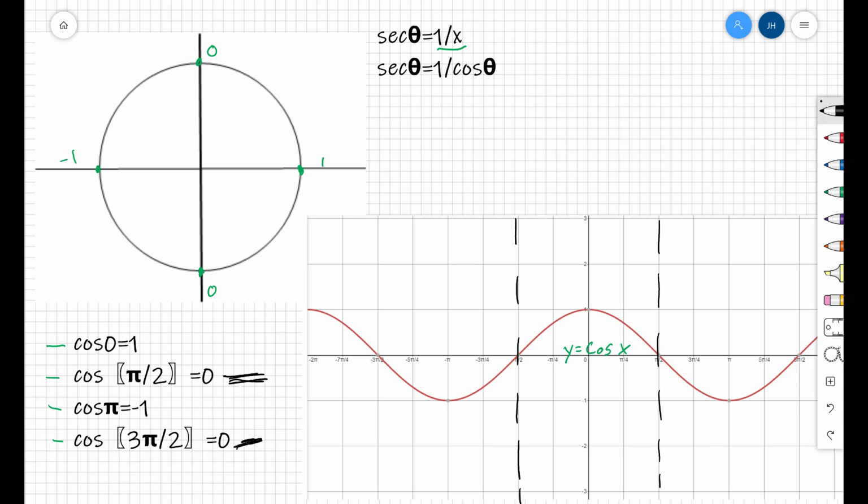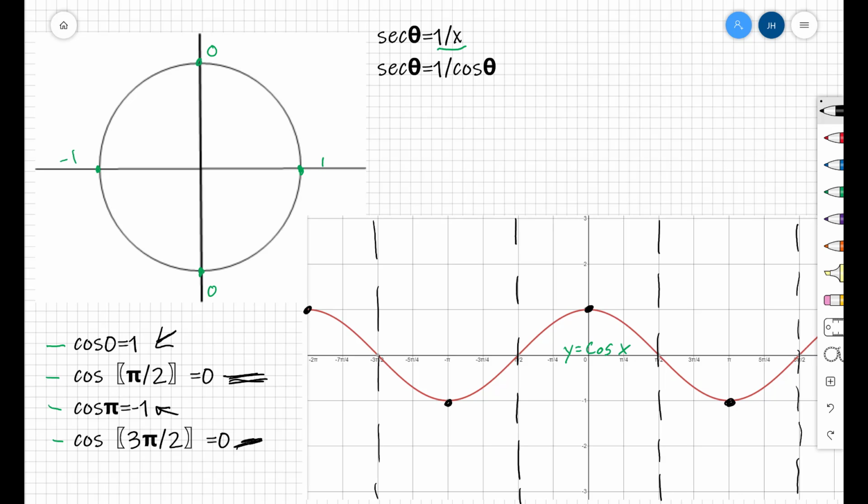vertical asymptotes. Alright, the nature of the reciprocal is that anywhere that cosine is positive 1, the reciprocal of positive 1 is also positive 1. This is actually going to be the only points where cosine and secant are the same, and the same for -1, where cosine is -1, secant is also going to be -1.